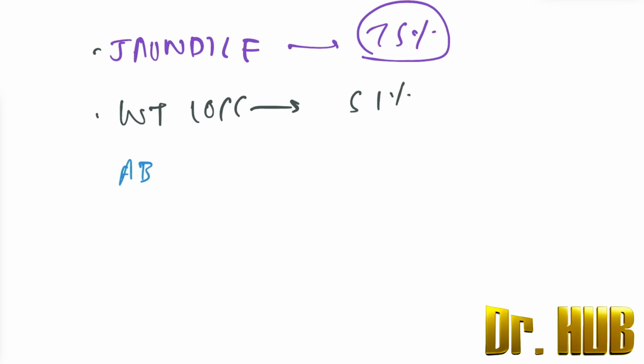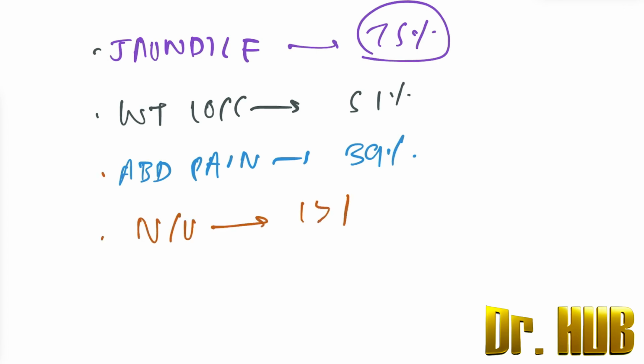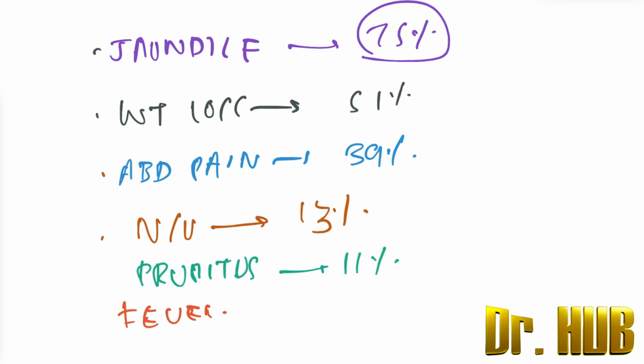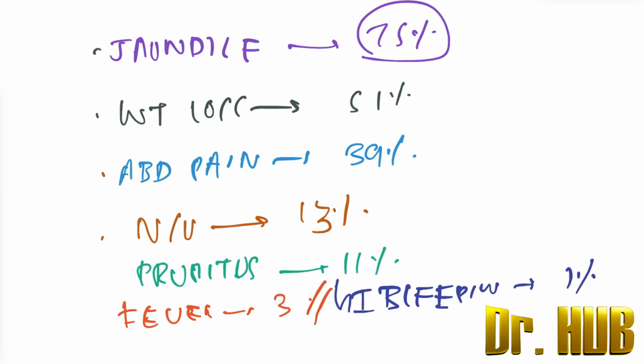Then abdominal pain is seen in about 39% of the cases. Next is the NV, that is nausea vomiting. This is in 13%. Then pruritus will be in 11%. Then comes presence of fever. Fever is seen in 3%, as well as there is a GIB, that is GI bleeding. Bleeding is seen in about 1%.